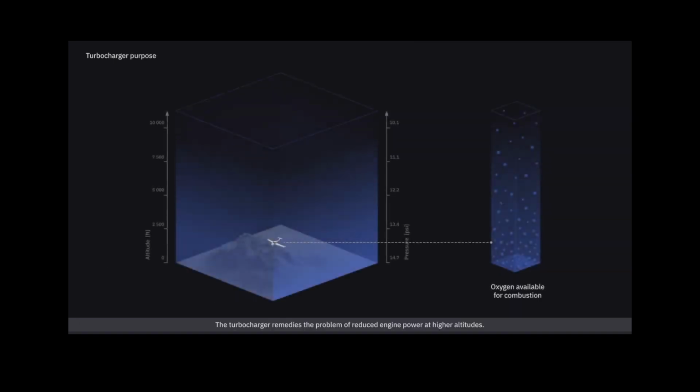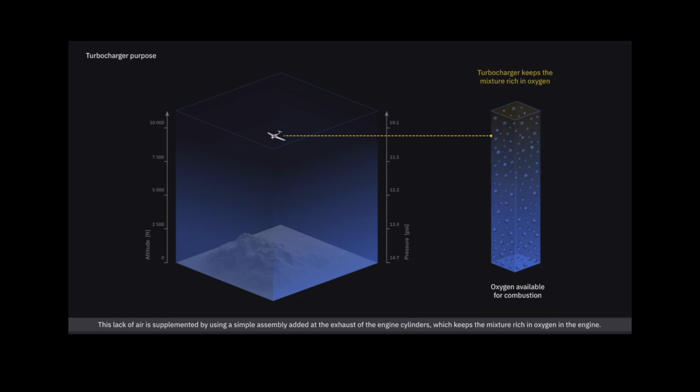The turbocharger remedies the problem of reduced engine power at higher altitudes. As the altitude increases, the air pressure decreases, and so the amount of oxygen available for combustion decreases. This lack of air is supplemented by using a simple assembly added at the exhaust of the engine cylinders, which keeps the mixture rich in oxygen in the engine.